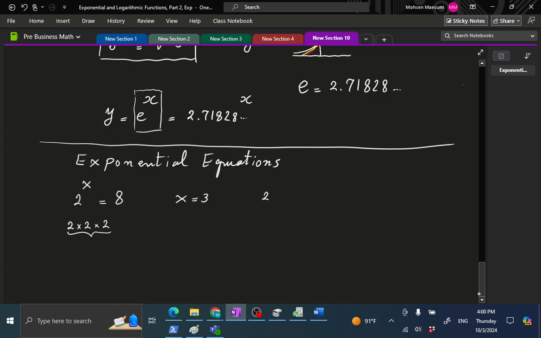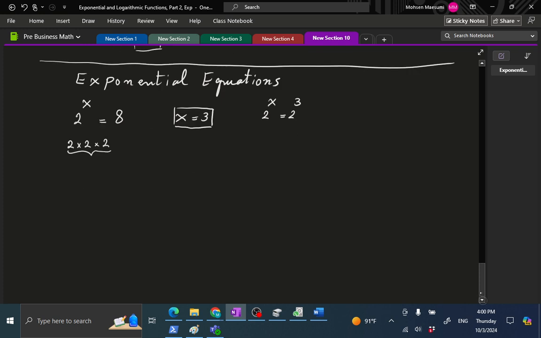So if you remember that 8 is 2 to the power of 3, we can write our equation like this: 2 to the power of x is equal to 2 to the power of 3. And one of the properties of the exponential function is that if you have the same bases on two sides, then the exponents have to be equal to each other, and that is how we get x equal to 3.